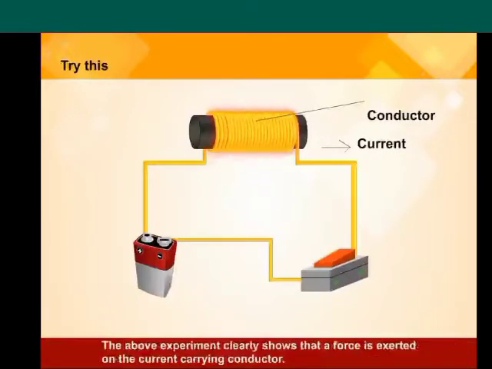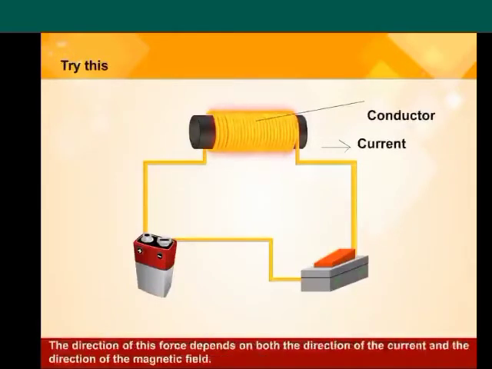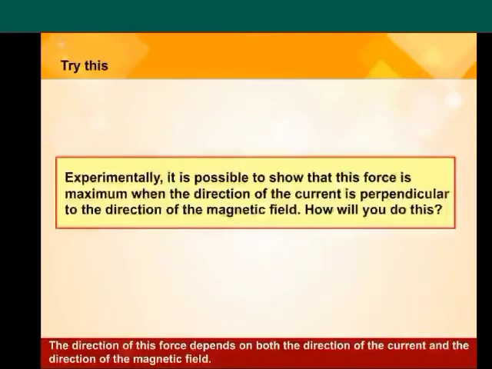The above experiment clearly shows that a force is exerted on the current carrying conductor. The direction of this force depends on both the direction of the current and the direction of the magnetic field. Experimentally, it is possible to show that this force is the maximum when the direction of the current is perpendicular to the direction of the magnetic field. How will you do this?